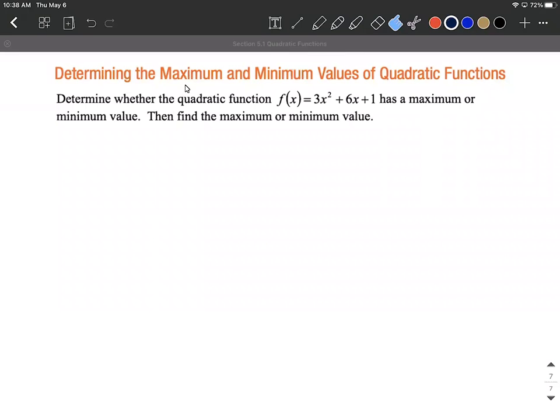Okay, let's find maximum or minimum values given a quadratic function. So in this case, given f of x equals 3x squared plus 6x plus 1, a couple questions we want to be finding on this are, first of all, does it open up or down?